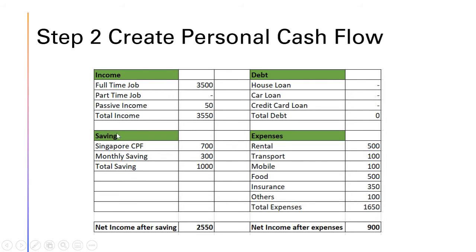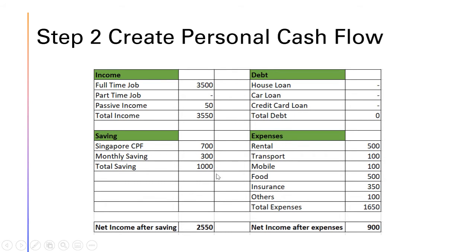After that, I look at my savings. As I'm living in Singapore, my CPF monthly deduction is $700. Then my monthly saving is $300 for my emergency fund. Later I will explain more about the emergency fund. So the total saving is $1,000, and the net income after saving is $2,550. Every time we receive income, we should save first before we spend the money.